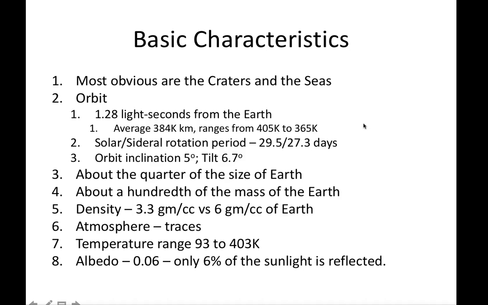There's a bit of a difference between the solar and the sidereal rotation period of about a couple of days, and there is a rather significant inclination. Well, maybe 5 degrees isn't a big inclination, but the Moon's orbit doesn't really lie along the ecliptic, and for that reason we don't get a lunar eclipse and a solar eclipse every month. We only get them 2 times a year, so a total of 4 times per year will we see an eclipse of any type.